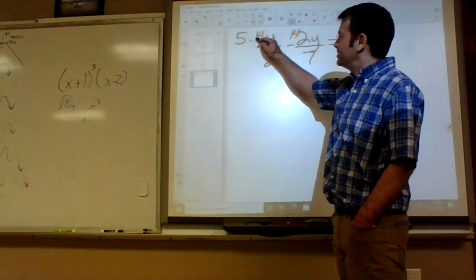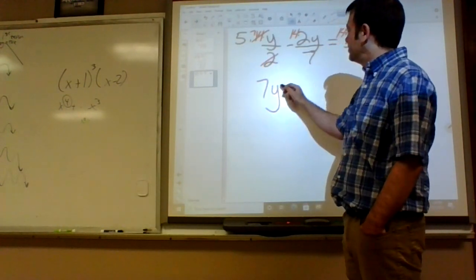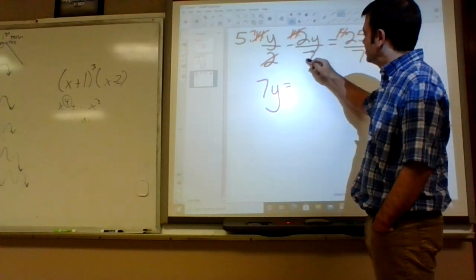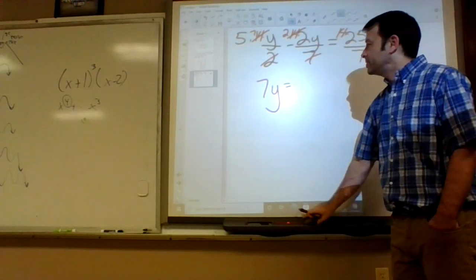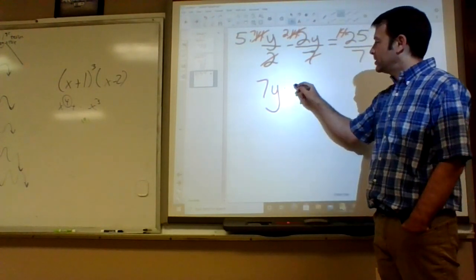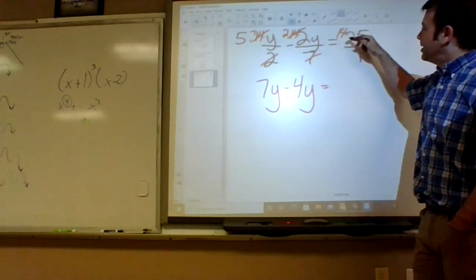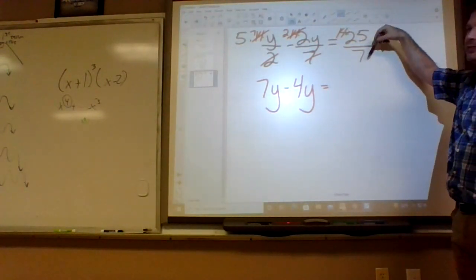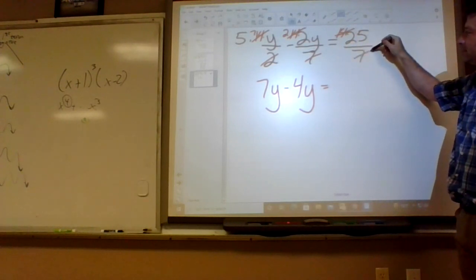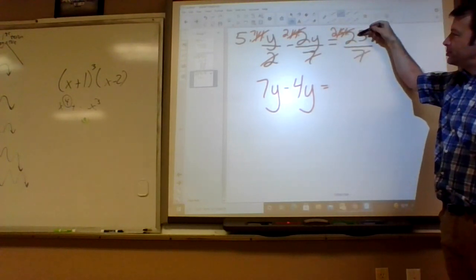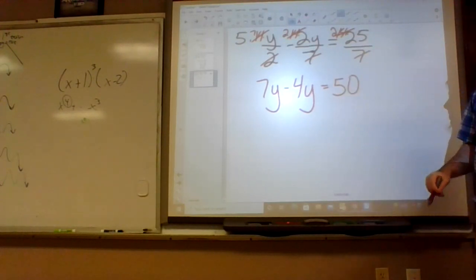14 divided by 2 is 7. So we have 7y minus 14 divided by 7, which is 2, times 2y. Whoops, I put equals instead of minus. Minus 4y equals 14 times 25 divided by 7. Now, you could do that on your calculator, but it'd be a lot easier to do 14 divided by 7, which is 2, times 25, which is 50. That way you can do it without a calculator.